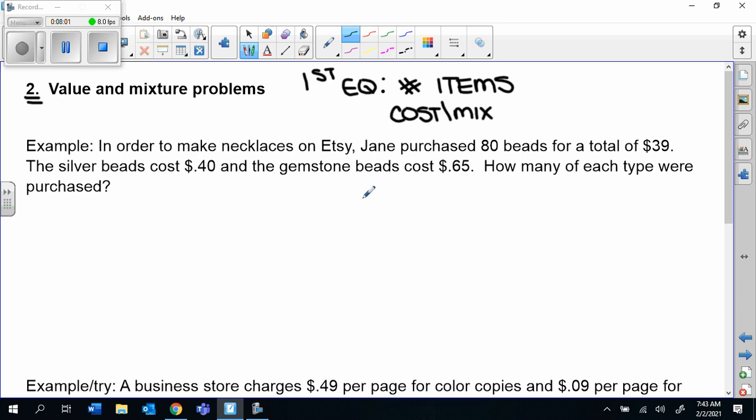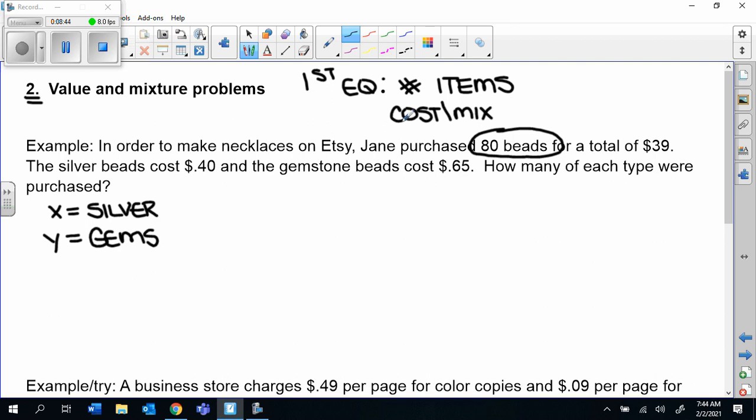In order to make necklaces on Etsy, Jane purchased 80 beads. This is the total number of beads she purchased. That is the number of items. What kind of beads is she buying? She's buying silver that cost 40 cents and ones with gems that cost 65 cents. So over here off to the side, I am going to assign, you can use S and G if you'd like, I always just like X and Y. So X is going to be the silver ones, and Y is going to be the gems.